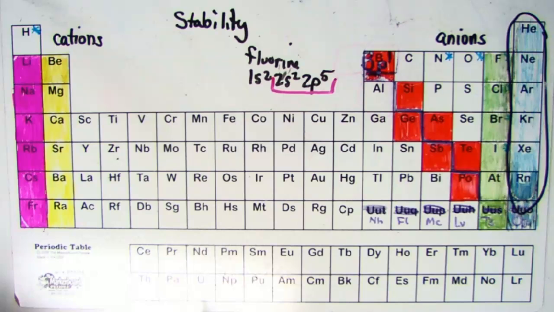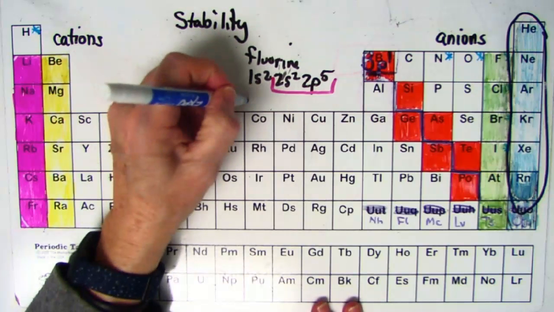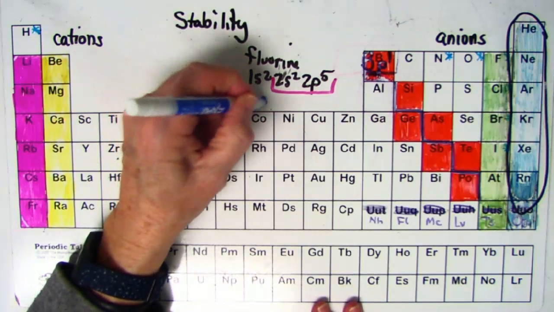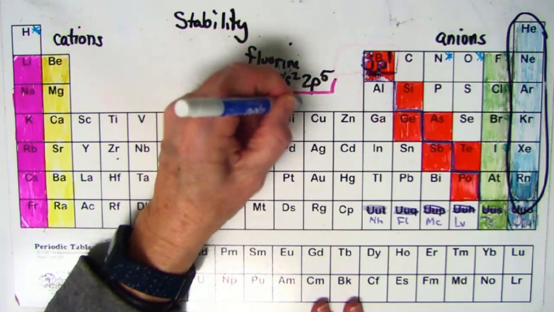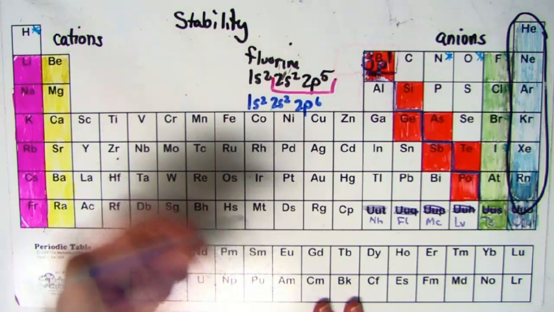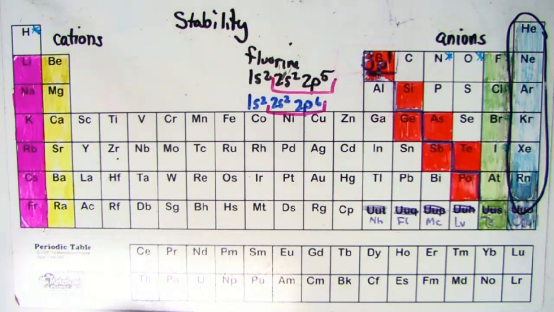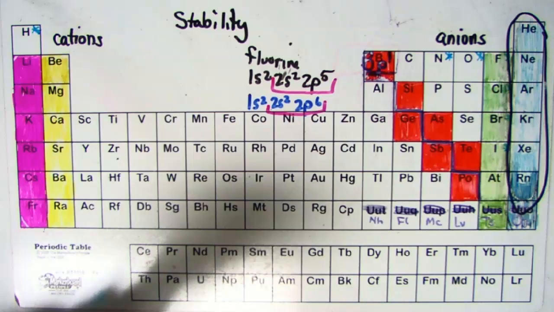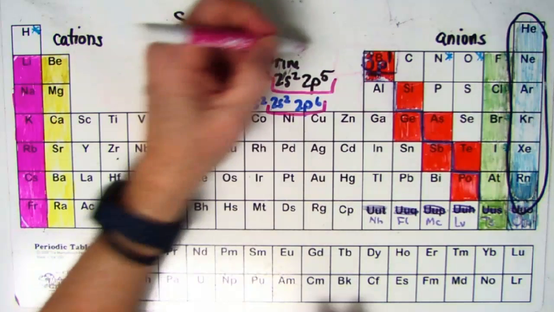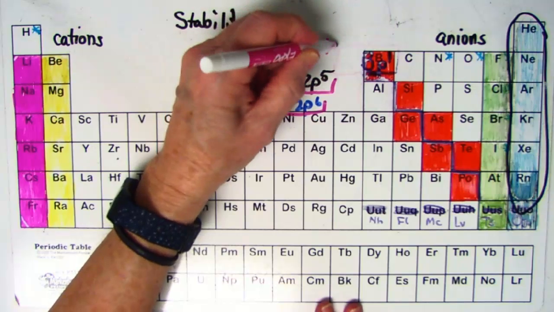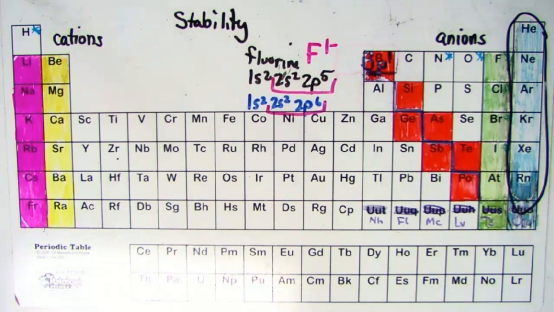If fluorine gains another electron, then it becomes like neon, and neon is 1s2, 2s2, 2p6. And you can see that neon does have a full valence shell. Neon is now stable on every single energy level that it has. When fluorine gains this extra electron and becomes like neon, it becomes the fluoride ion with its F -1, 1 negative.